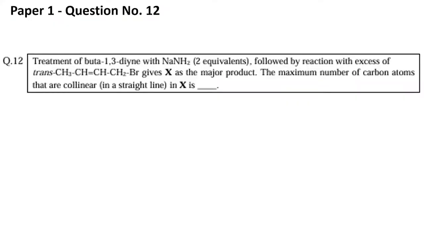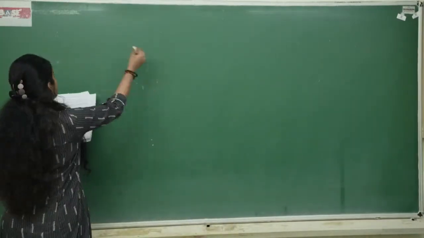Question number 12, I am discussing. The question: treatment of buta-1,3-diene with 2 equivalents of sodamide followed by reaction with excess of the given trans compound gives X as the major product. The maximum number of carbon atoms that are collinear in the X structure is asked. So we will first complete the reaction.